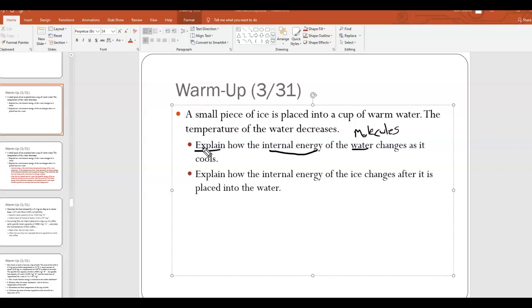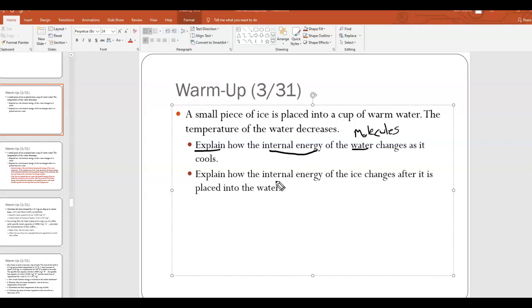Now, the water is not going to phase change, and so the only thing that's going to change is the average kinetic energy of those water molecules. Now, in the second question, if you had a question like this, two explanation questions about internal energy back to back, you would not have to define internal energy twice in a row. That doesn't make any sense.